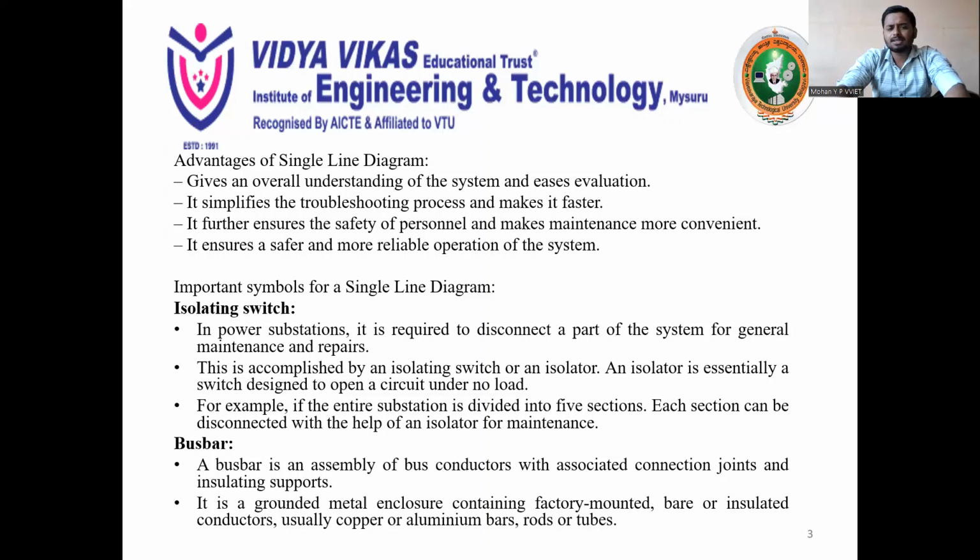Next is bus bar. A bus bar is an assembly of bus conductors with associated connection joints and insulating supporters. It is grounded metal enclosures containing factory mounted insulated conductors, usually copper or aluminum bars, rods, or tubes.